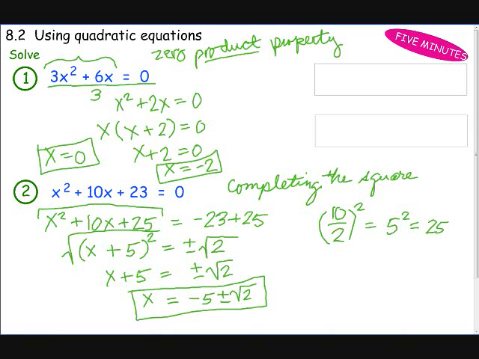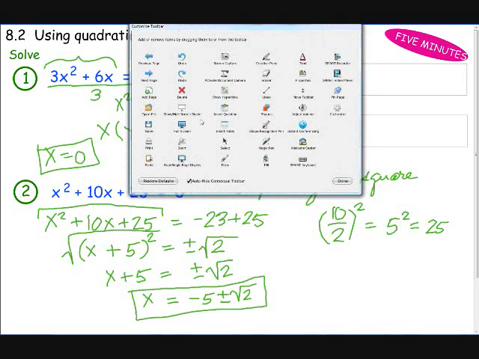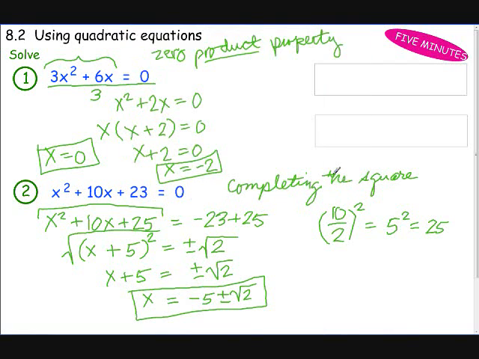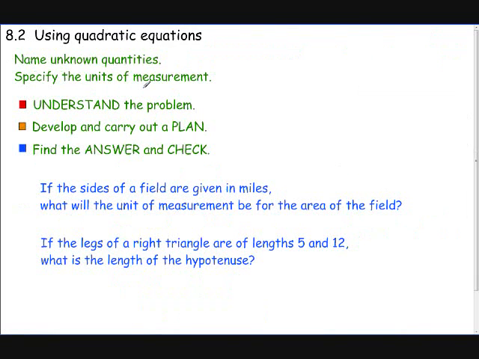Okay, so we're clear about how to do those techniques, and we're going to go on and look at problem solving. One of the things that's important here is to name whatever are the unknown quantities and to specify the units of measurement. So let's take a look at this.